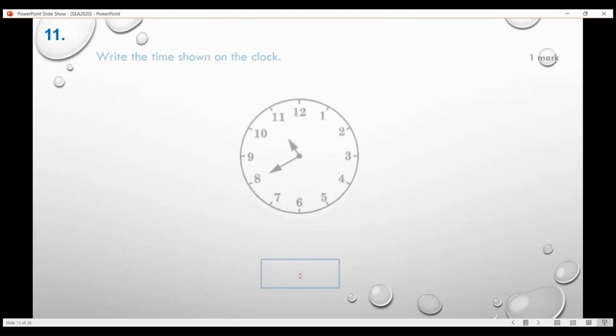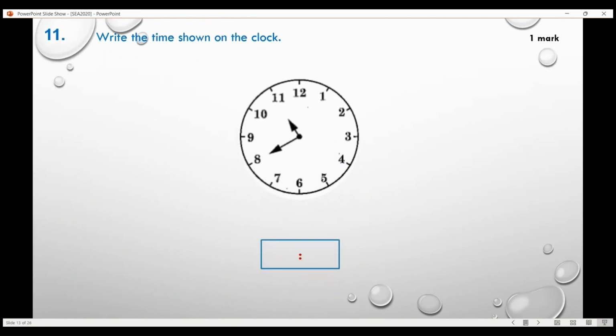Number 11, write the time shown on the clock. So we can see from the diagram, it's an analog clock, and we need to write it in a digital format. So let's look at the hour hand. Let's extend it a little bit. We can see that the arrow is almost at the 11, but it has passed the 10. So it lies somewhere between 10 and 11. As such, the hour hand indicates that it's 10 o'clock.